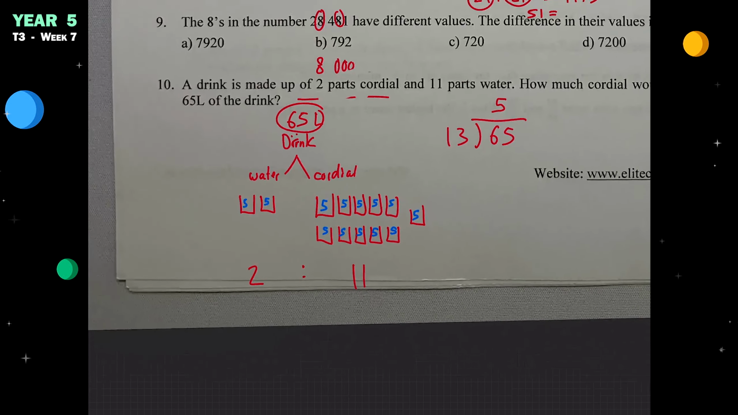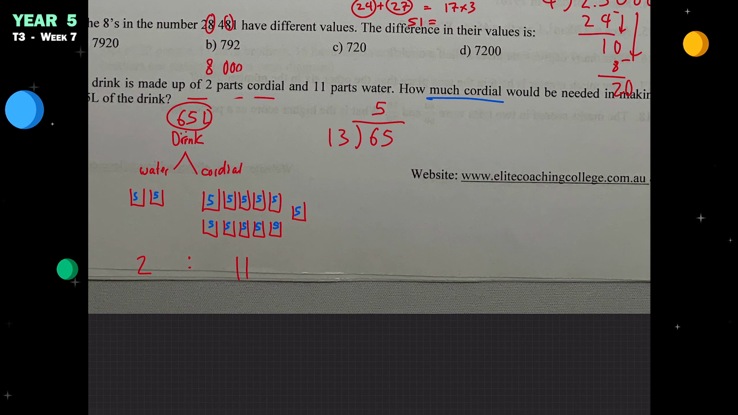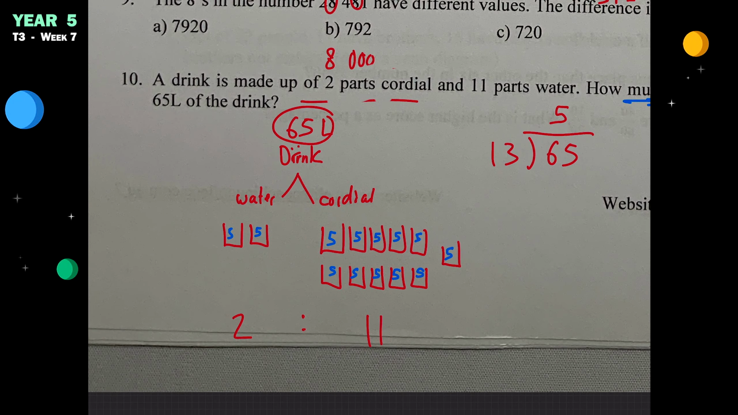And the question is, how much cordial do you need? Well, whoops, I think I wrote it wrong. 2 parts cordial. Okay, so this is the cordial, and this is the water.